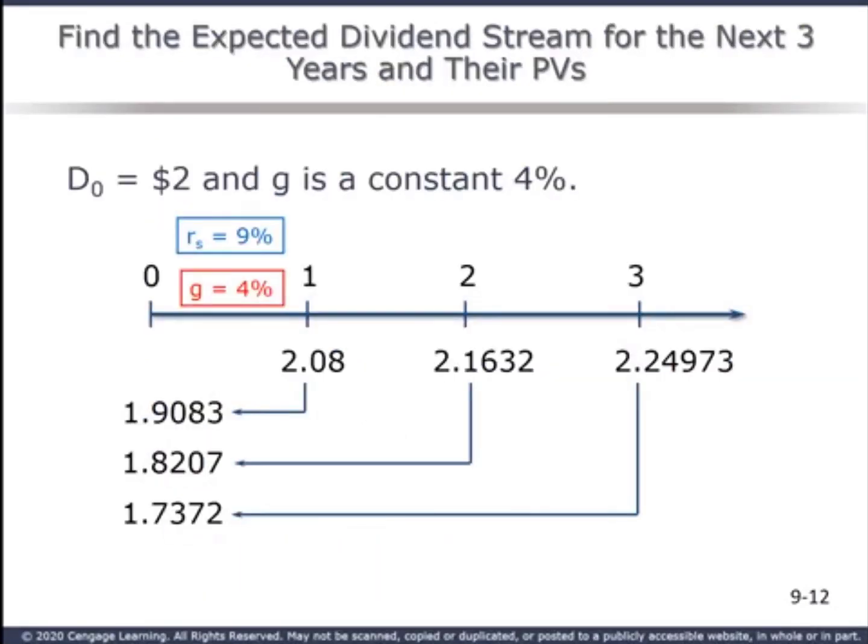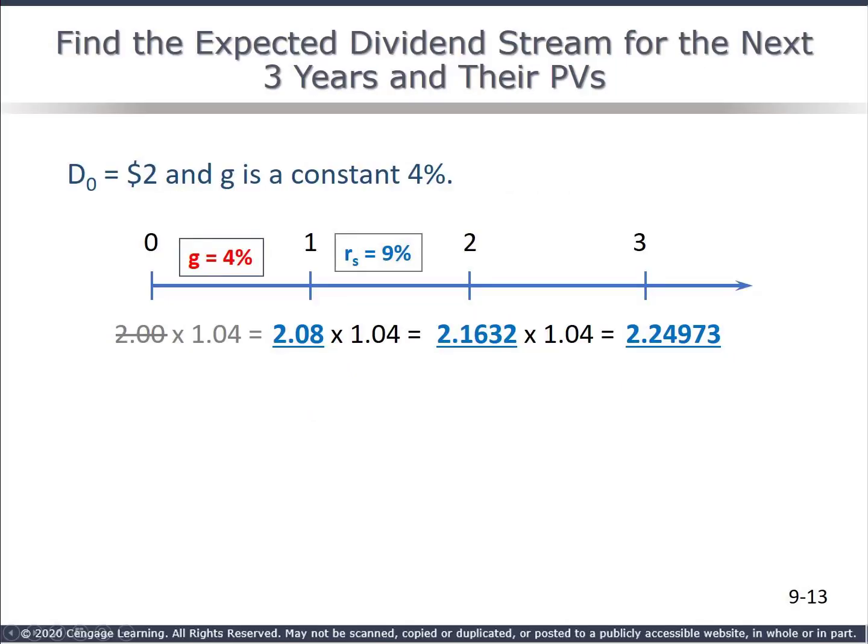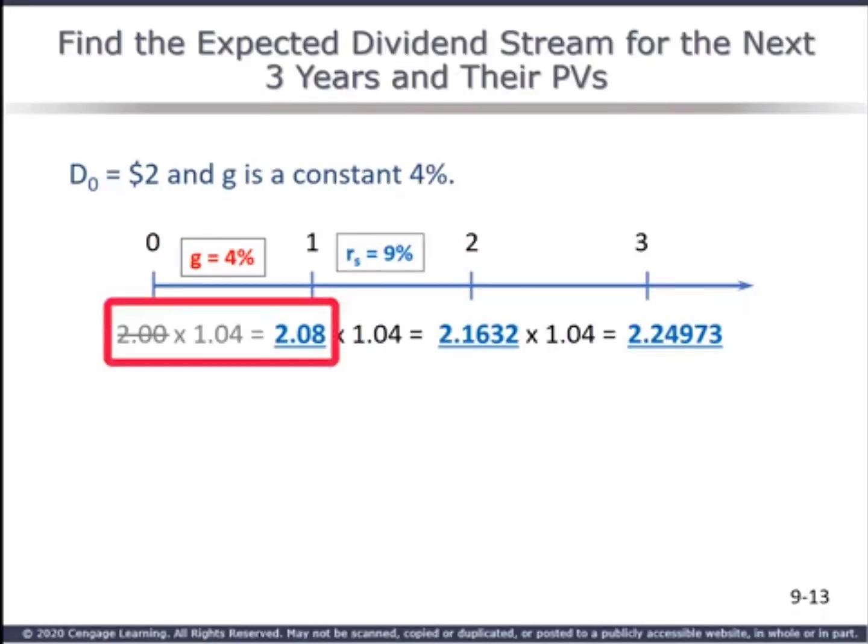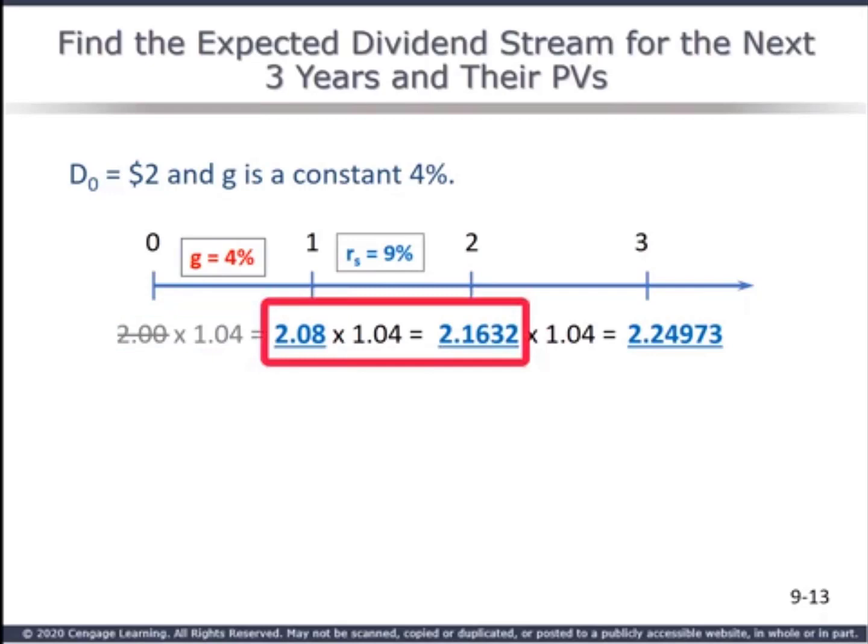With D0 equal to $2 and growth equal to 4%, our required return of 9%, we can set up our example on a timeline. If D0 is equal to $2 and we have a constant growth rate of 4%, then D1 is equal to D0 times 1.04. D2 is equal to D1 times 1.04.